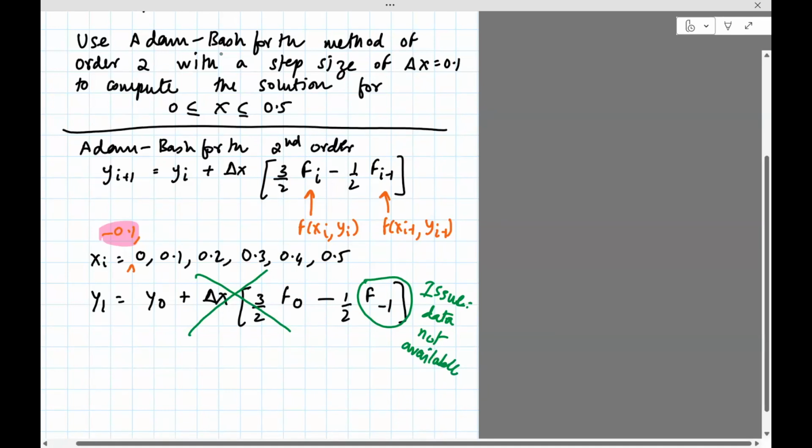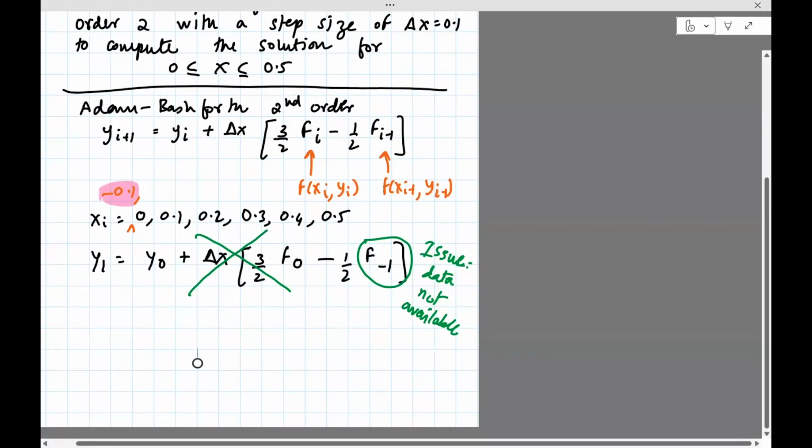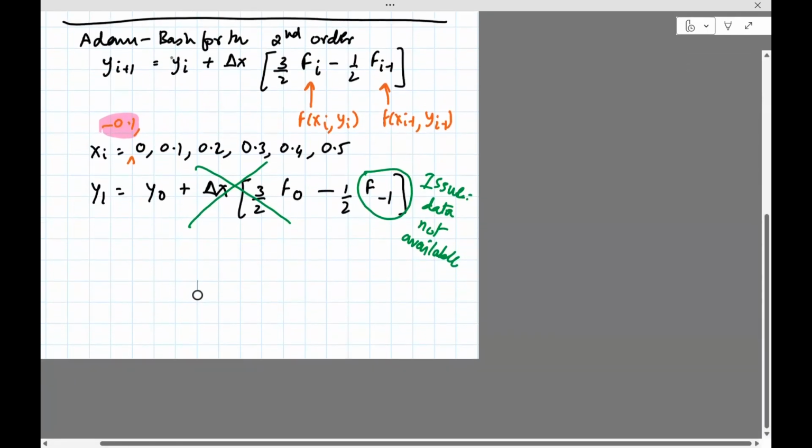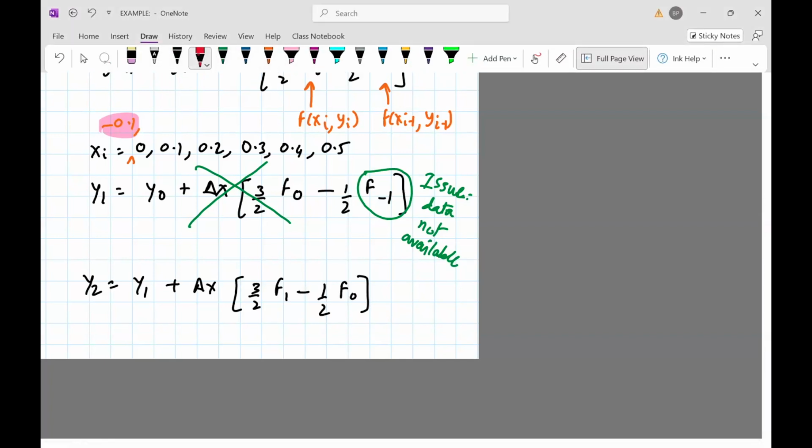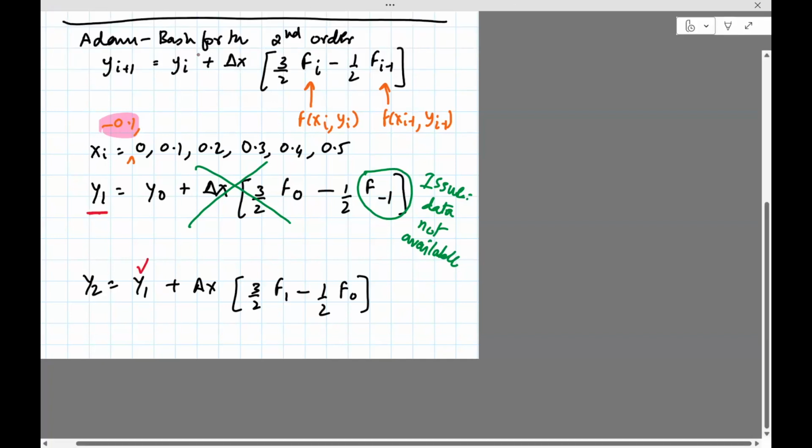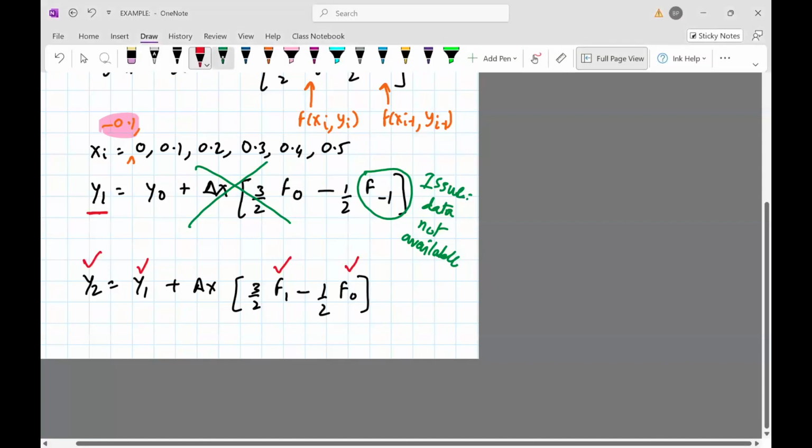Okay, so you can't do that. In fact, as you'll see, if you had the value, well, you can't use this formula, so there's no way you can get y1 from this. But if you want to do y2, I'm just going to put i equals 1 now, delta x, 3 by 2 f1 minus half f0, then it turns out I can actually compute this, because assuming that I know y1, I'll know this. Assuming I know again y1, x1, I'll know this, and I'll know this, right? Because that's given to me. So this will work. I can compute y2, but I cannot compute y1 using this formula.